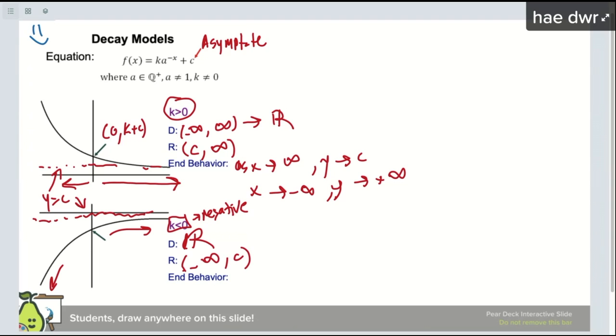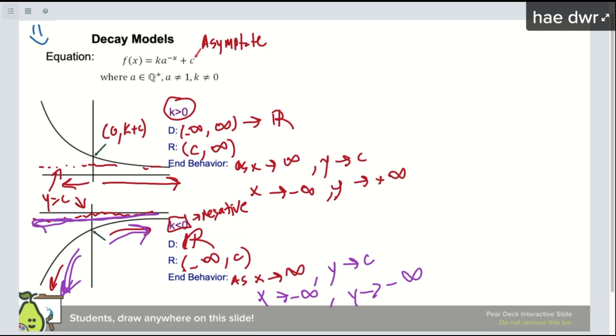There we go. And behavior as x goes to infinity. So as x goes this way, y just approaches c. You see that? It's not going to cross that line. As x goes to negative infinity, as we're going down this way, x is going this way, y is going to negative infinity. Yes, we always start with when x is going to positive infinity, and then you do when x is going to negative infinity.